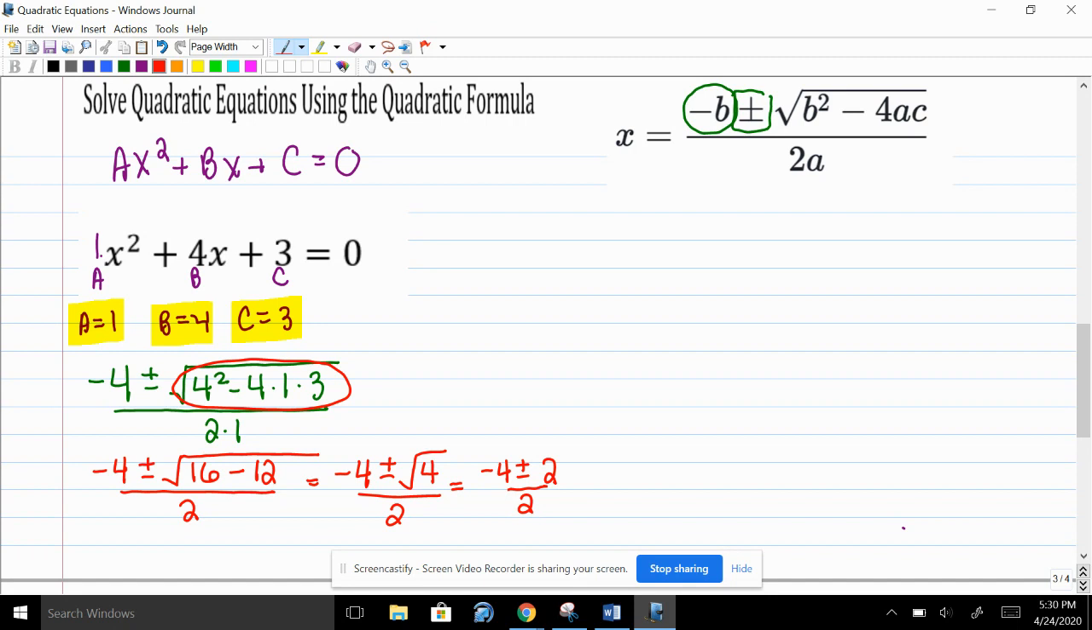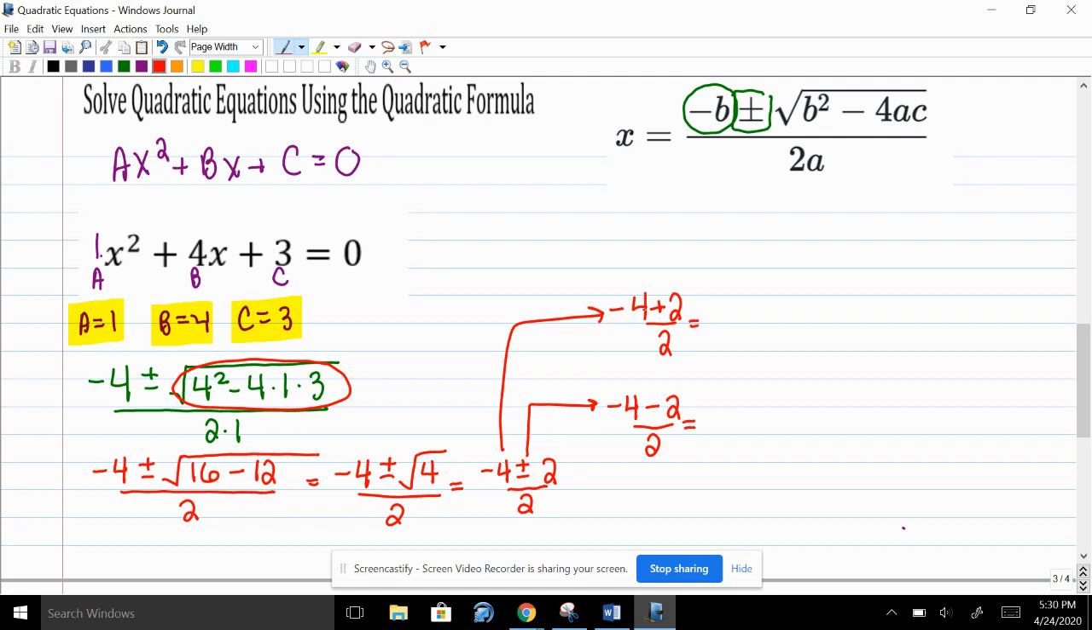Now, here's where that plus or minus comes in, guys. You are actually going to split this problem into two problems. One problem is going to be negative 4 plus 2 over 2, and the other problem is going to be negative 4 minus 2 over 2. So we're going to have two answers here.